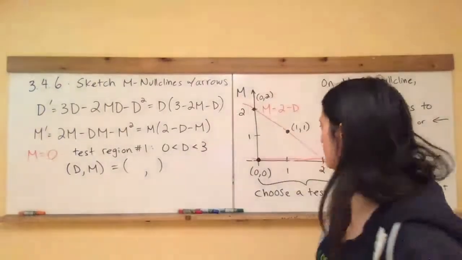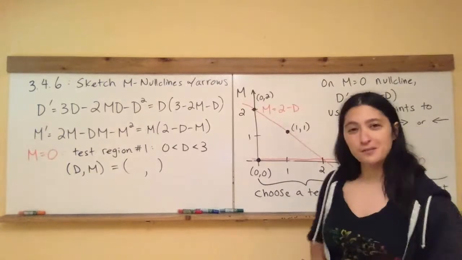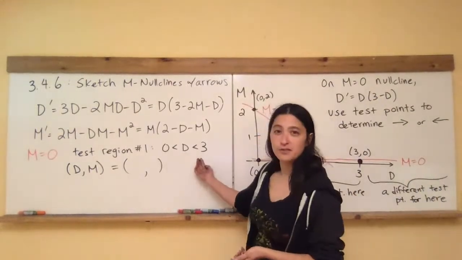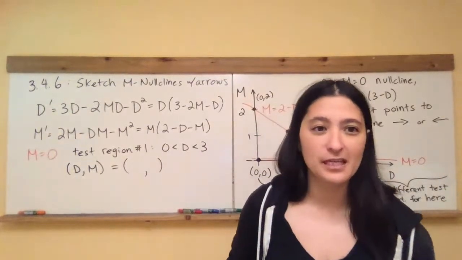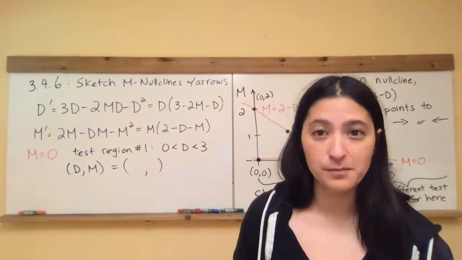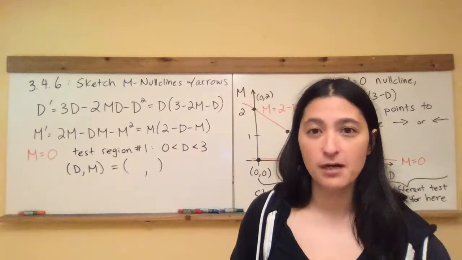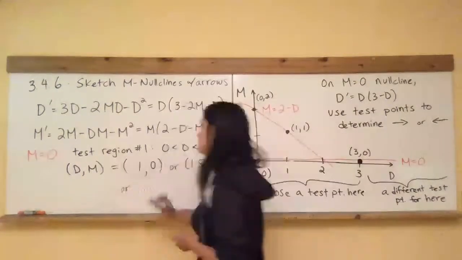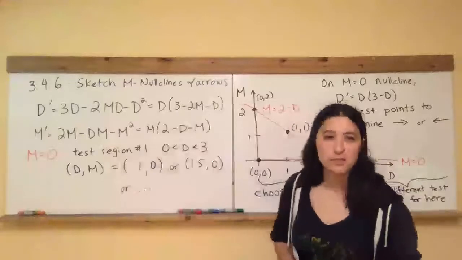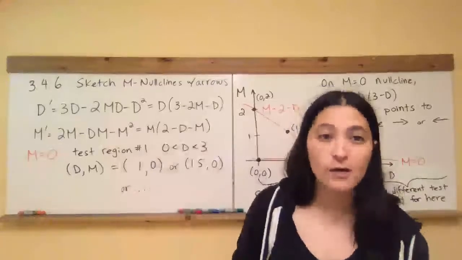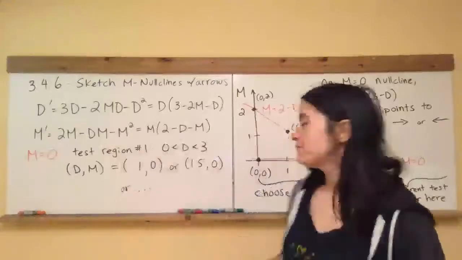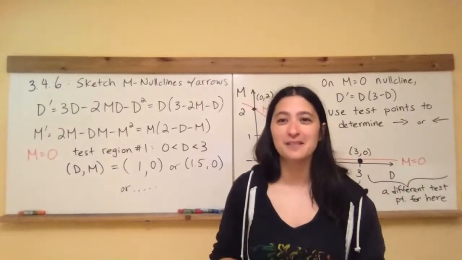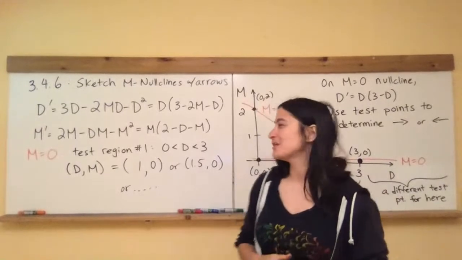D, M. M is always equal to 0, right? And then D is going to be some number between 0 and 3. So someone's saying, how about 1, 0? That's perfect. Or 1.5, 0. Yeah, those both work. 0.5, 0. Or we could do a bunch of other things. There's so many test points we could pick. Or 2, 0, right? And then 4, 0 would be for region 2. Great. Okay, so you all are really understanding this. This is really great to work through.